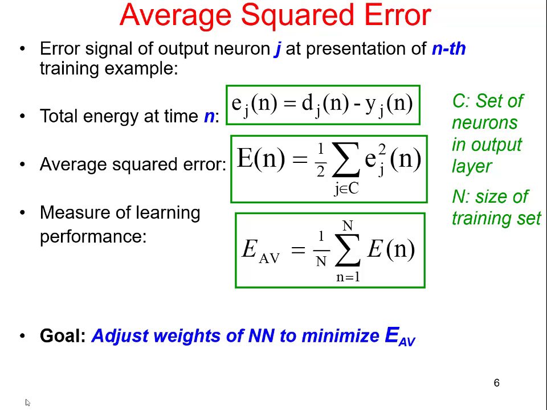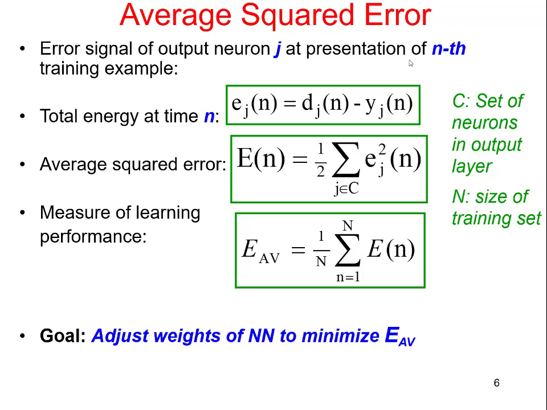Let's first look at what the average squared error is and how we can compute it for a loss function. For the error signal of output neuron j, we consider a particular neuron j at the presentation of the nth training example, since you have several training examples. You pick one of them, the nth, and from that you can compute the squared error. For an AND gate you have 4 rows, so let's consider the third row. So n equals 3.